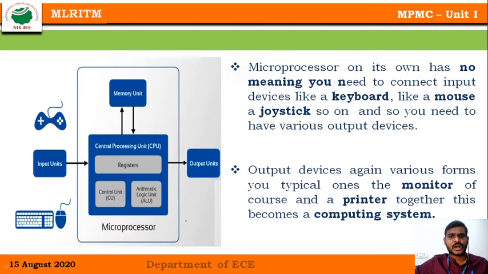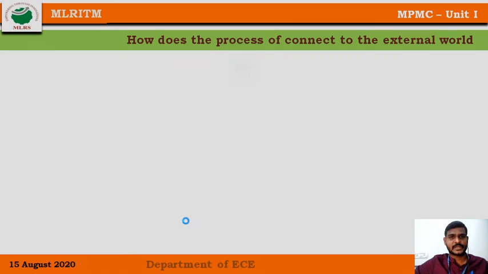Output devices include a typical one called a monitor, and of course a printer is also an output device. All these come together to become a computing engine. A computing engine means it is going to perform some particular task. Next we'll see how the processor connects to the external world.